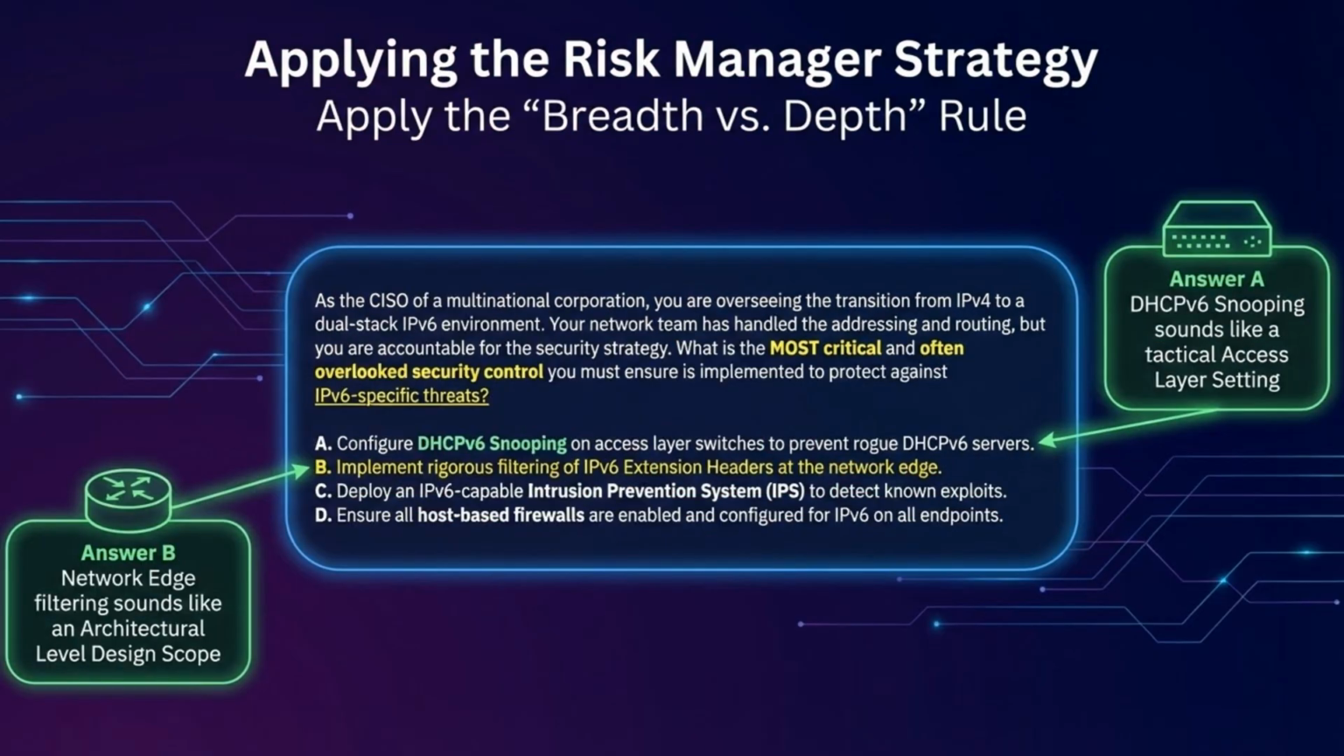Lastly, let's apply the breadth versus depth rule. You are the risk manager and need to choose the best, most comprehensive strategy specific to the IPv6 migration. Option A is a switch configuration task that is generally a granular solution, and option B is an edge-based strategy that addresses a structural weakness in the protocol's design that can affect the entire enterprise. Even if you don't know what an extension header is, you can deduce it is the correct answer because it is the most fundamental architectural risk that a transition team might forget, whereas DHCP issues are known problems from the IPv4 days and are not specific to the migration to the new protocol.